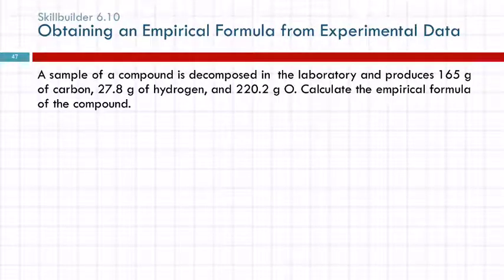Let's do another one. This one's a little more complicated. A sample of a compound is decomposed in the laboratory and produces 165 grams of carbon, 27.8 grams of hydrogen, and 220.2 grams of oxygen. Calculate the empirical formula.